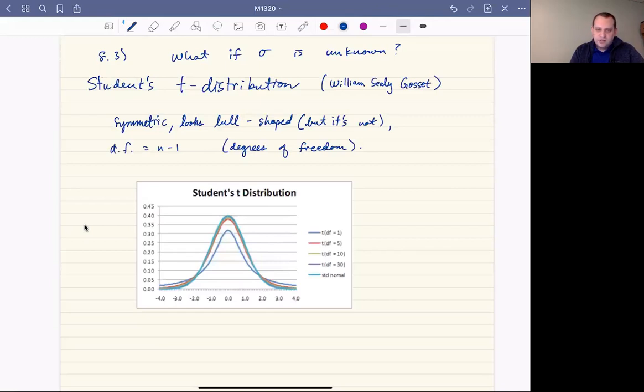So first, let's talk about the similarities. It definitely looks a lot like the normal distribution. It's symmetric. It looks bell-shaped. It's not exactly, but it looks pretty good bell-shaped. It turns out that the shape of the distribution is going to depend on what's called the degrees of freedom, which we're going to denote by df. And so the degrees of freedom is going to be the size of our sample minus 1.